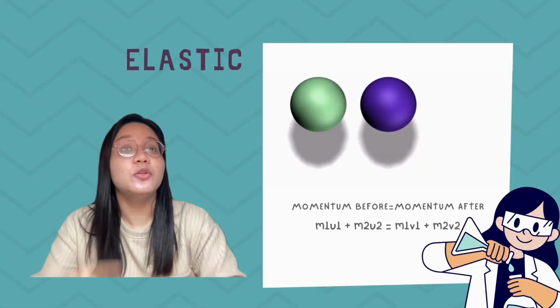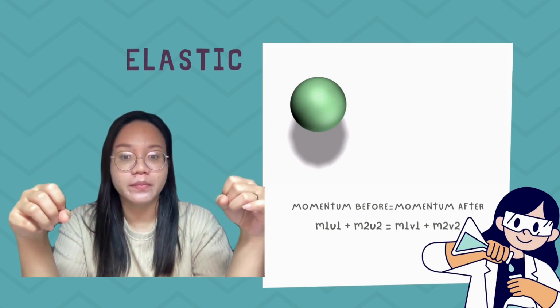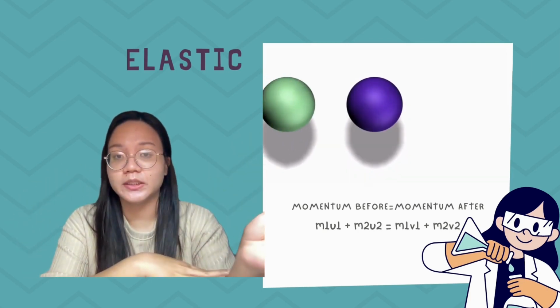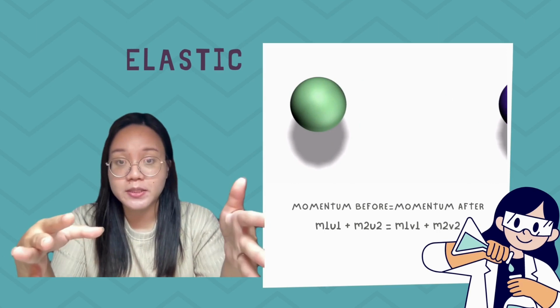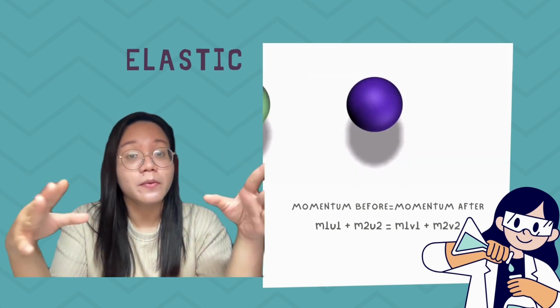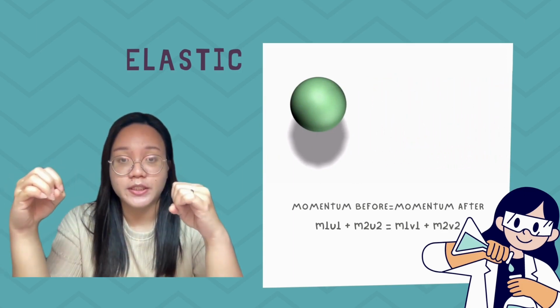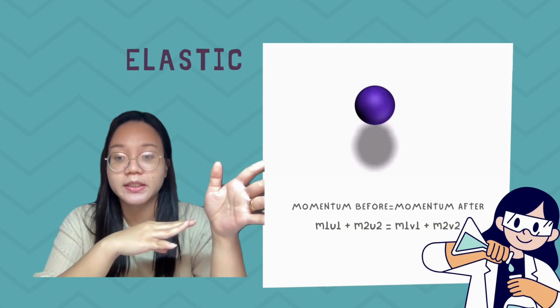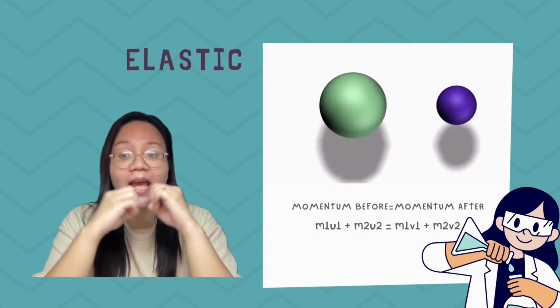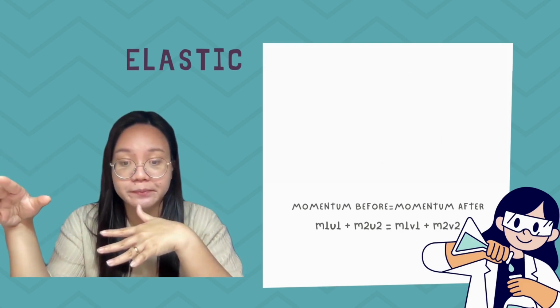Imagine that there are two balls colliding as shown in the video. We can see that in the first situation, the green ball stops after colliding with the purple ball, and the purple ball moves to the right from rest position. In the second situation, both green and purple balls move to the right but with different speed.